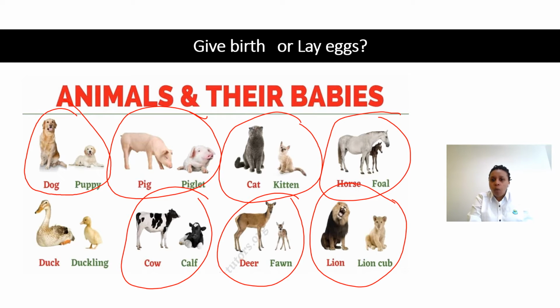Okay? Now, what lays eggs? A duck lays eggs. Okay? So another thing you can always remember with giving birth, a dog, pig, horse, they all have 4 legs. A duck lays eggs. Another animal that lays eggs is a chicken.